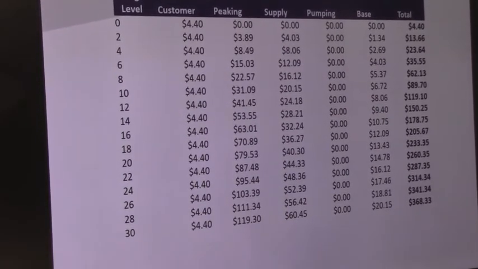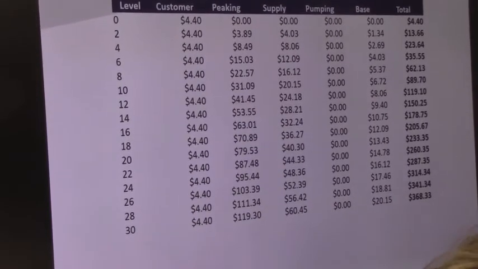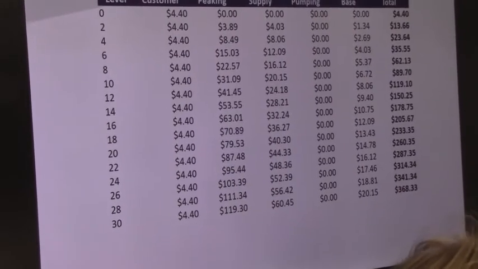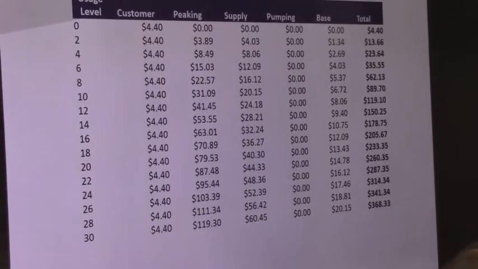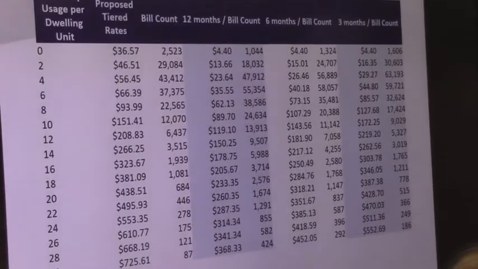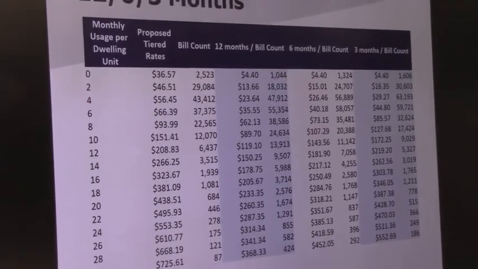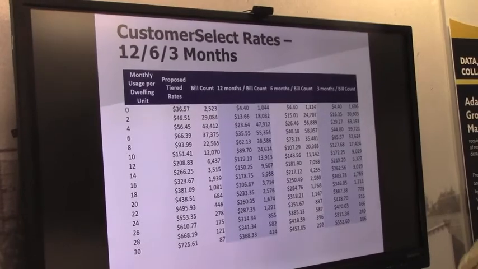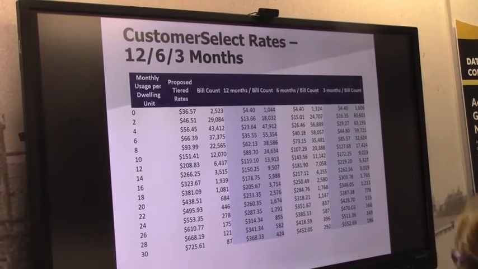But, you know, would a customer be comfortable being locked in for 12 months before they could switch, even if they were paying less than under our current rate structure? I don't know. We don't know that. If you look at the comparison between 12, 6, and 3 months, he actually did a bill count here too, I didn't notice that.